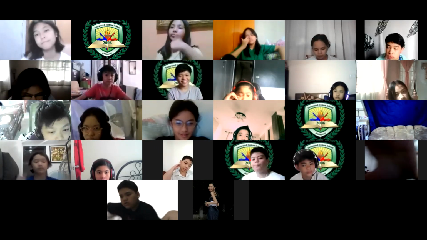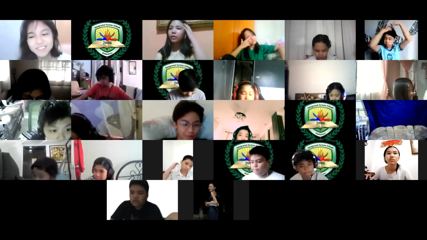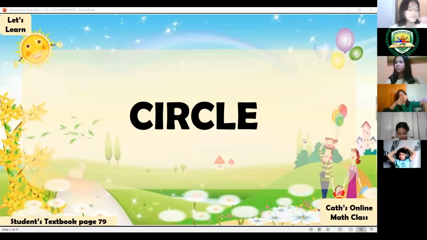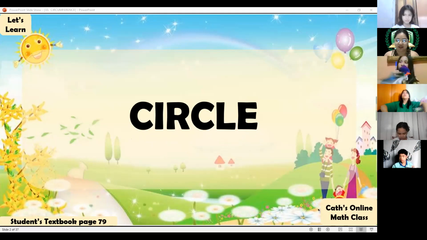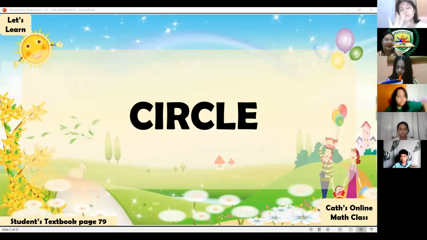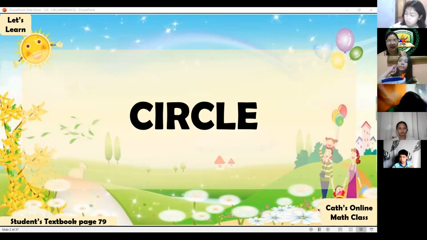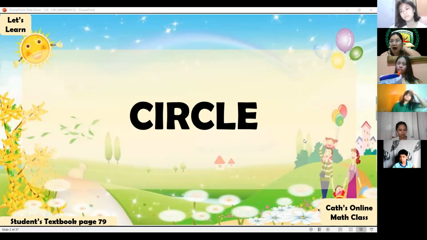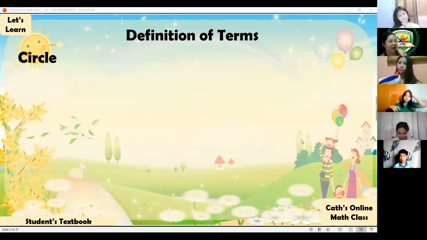Napasa niyo na ba? Okay, so if you have passed it, let's go now to circle. Okay, syempre, kung meron tayong perimeter ng mga polygons, syempre kailangan sukatin din natin yung total distance around a circle. Okay, so ang tawag sa perimeter ng circle is circumference. So yun yung total distance around a circle. But let us try to find out the different terms regarding circle. Here are the different terms.